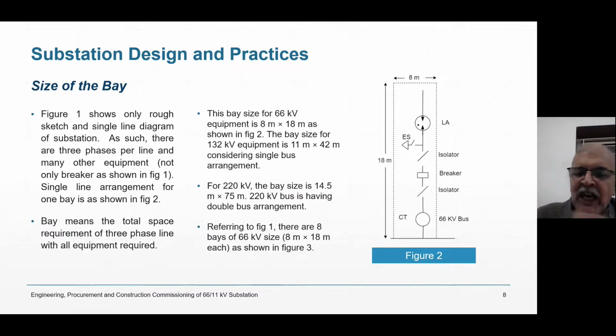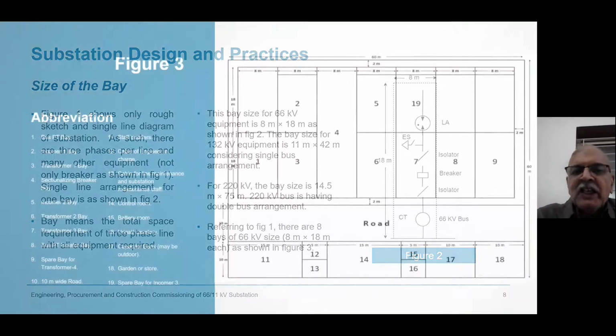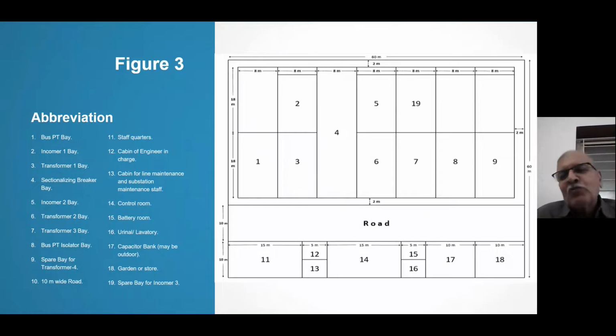And for that, figure 3 is this. Now, this gives me the complete requirement of land. See, you can see number 1 is a bay because it is 66 kV. It is a PT bay, power potential transformer. 2 is incomer. Everything is written on left side, you can see. Number 3 is transformer 1 bay. So between incomer and transformer, there will be bus.